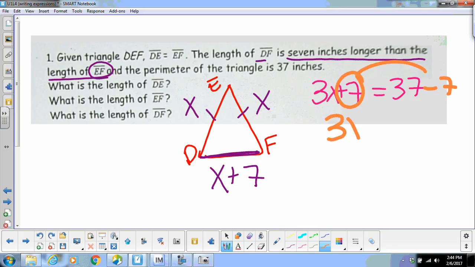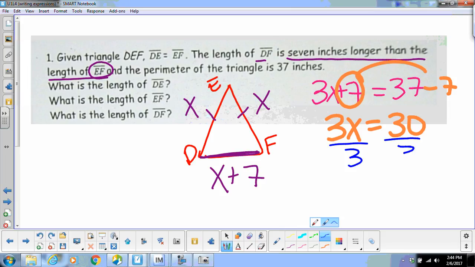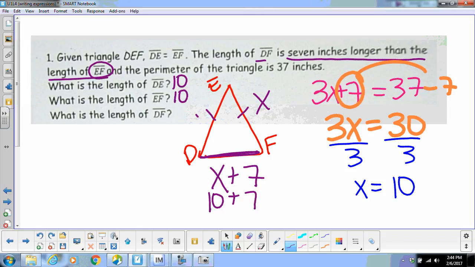So 3x is going to equal 30. And I'm going to divide by 3. So x is going to equal 10. Okay, and you'll see here it asks for all 3 sides. So x is going to be DE, so that's 10. EF is also x, so that's 10. And then DF is x plus 7 or 10 plus 7, which gives me 17.